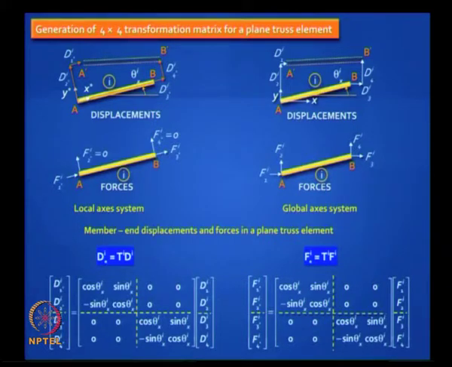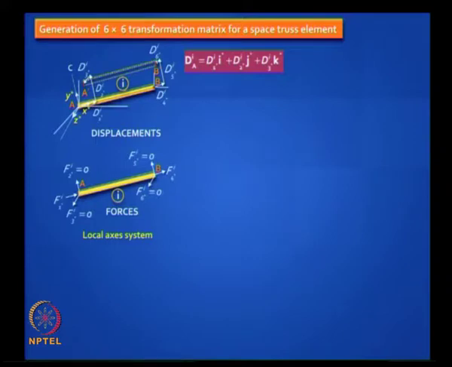These are the tools with which you can do matrix analysis. Once you have the tools ready, you can do it. Lastly, and this is the most difficult of the lot, if you have a 6 by 6 transformation, a 6 by 6 space truss element, how do you do the transformation matrix?